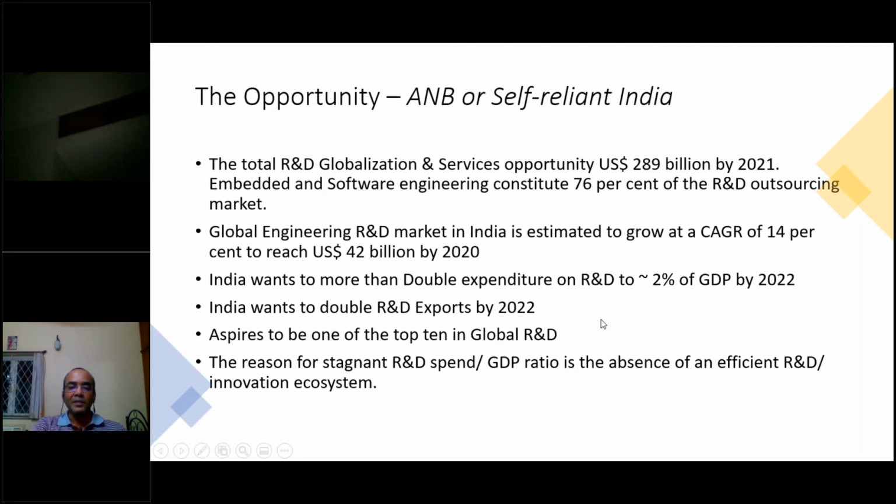And also, we obviously want to do more exports, and we want to be in the top 10. A lot of good goals for us to aspire for. But again, the primary reason why we've been stagnant all along is the absence of an efficient R&D innovation ecosystem. And that, as the Prime Minister has mentioned, is very critical for a self-reliant India.